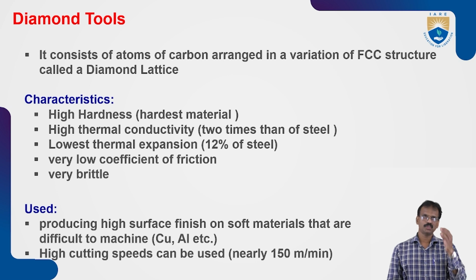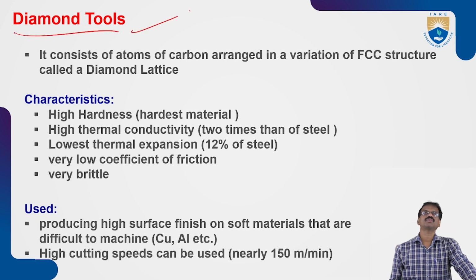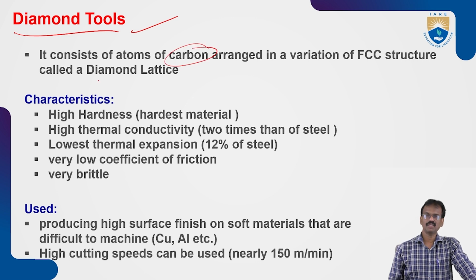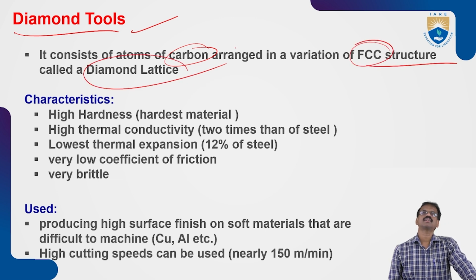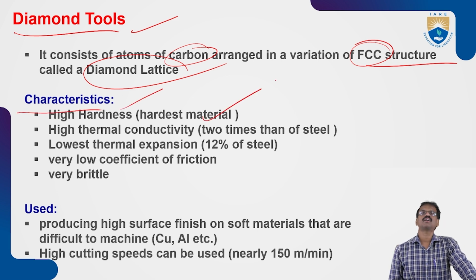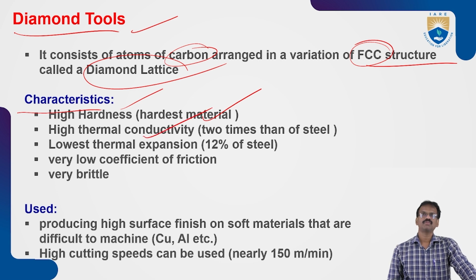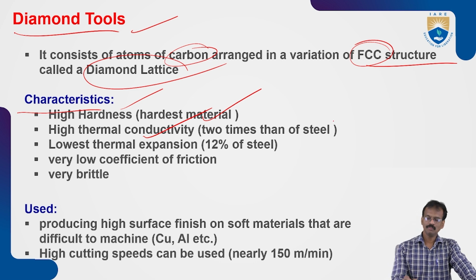So next one is the diamond tool. Diamond tools have very high hardness. You know this one. It consists of atoms of carbon arranged in a variation of cubic structure. So this is called the diamond lattice. The characteristics of this material are high hardness, the very hardest material. High thermal conductivity, good thermal conductivity. You can see it is two times that of steel.